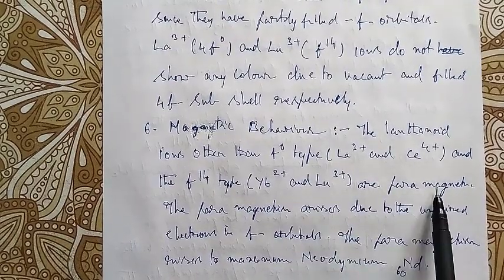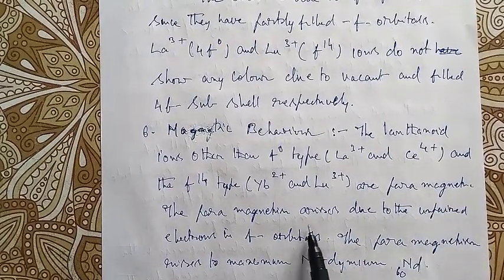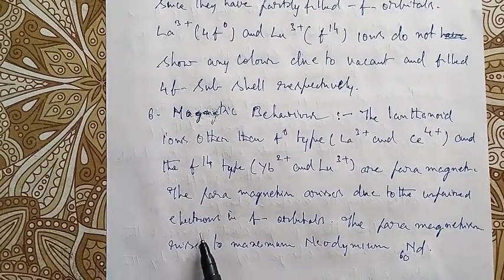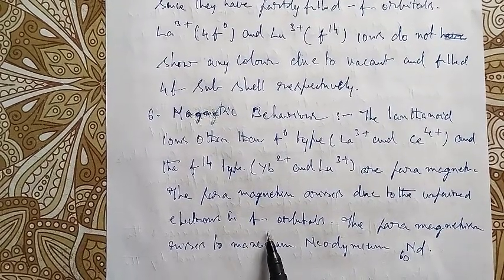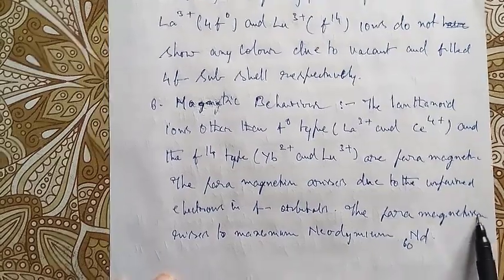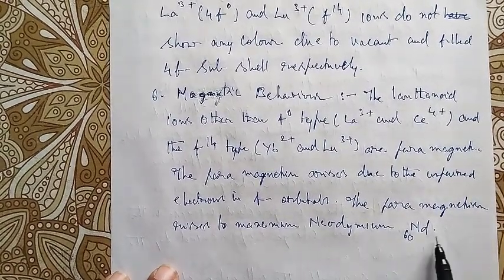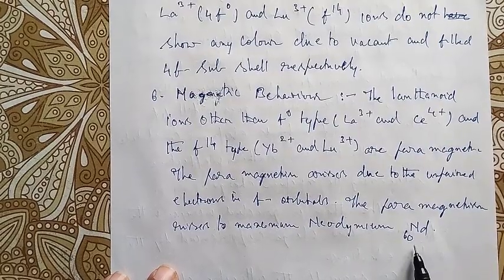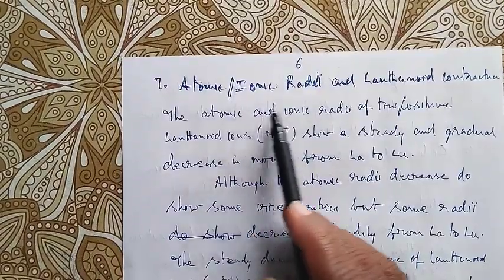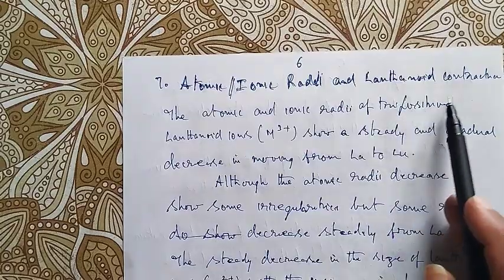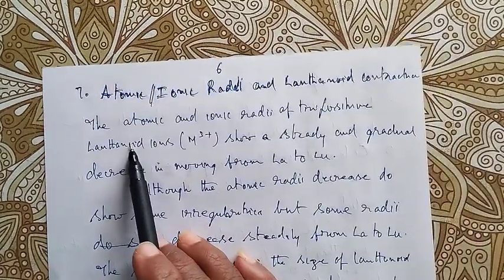Except these four ions, they are paramagnetic. The paramagnetism arises due to the unpaired electrons in f orbitals. The paramagnetism rises to the maximum in neodymium, that is Nd with atomic number 60. Atomic and ionic radii and lanthanoid contraction.